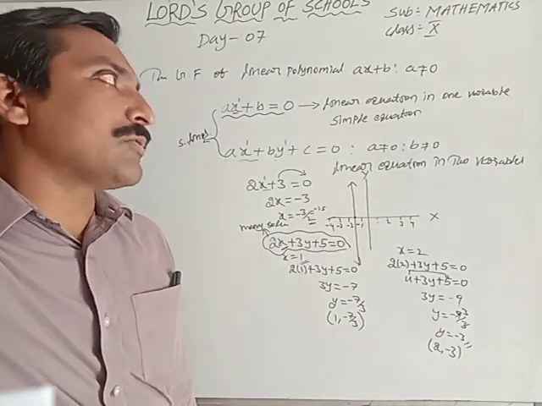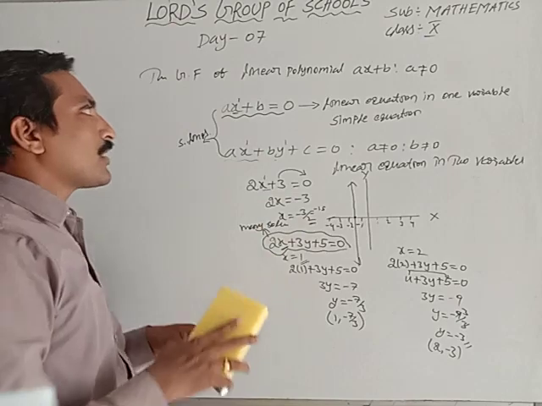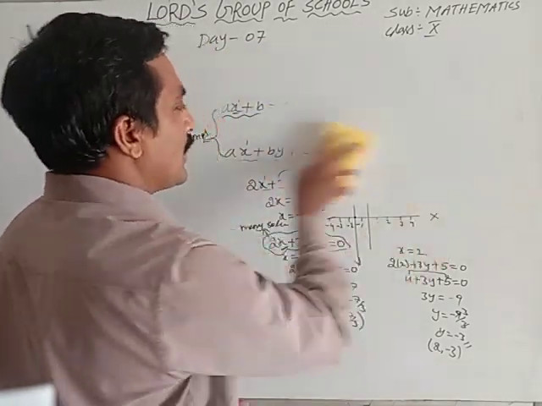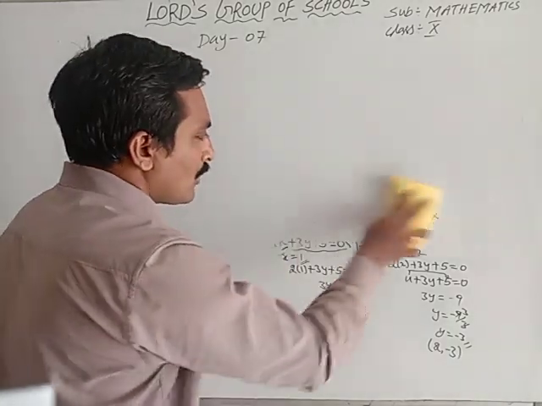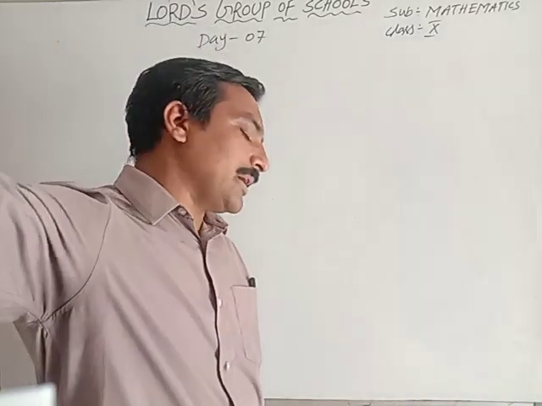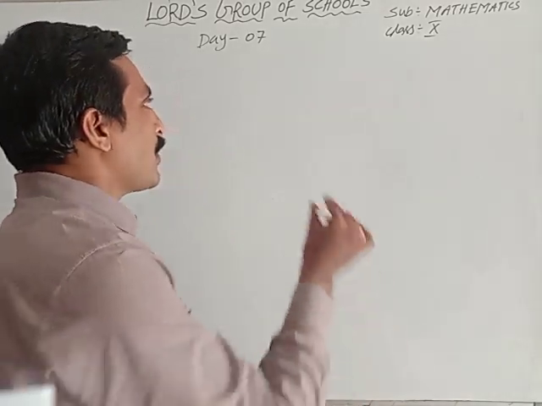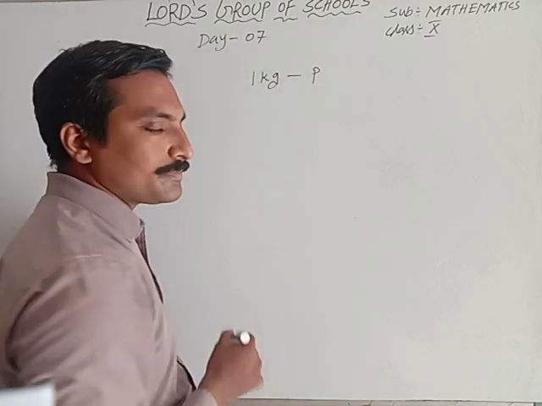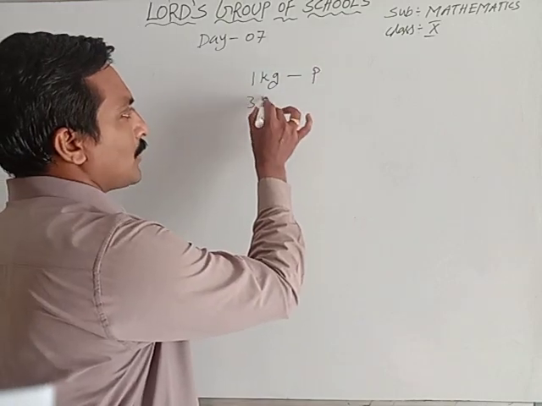Next, let us take an example of how to form a linear equation in daily life. For example, a student went to the market. He purchased 1 kg potato and 3 kg tomato.